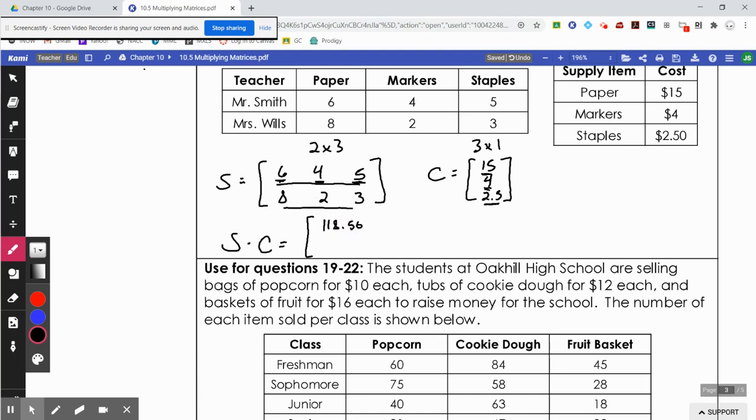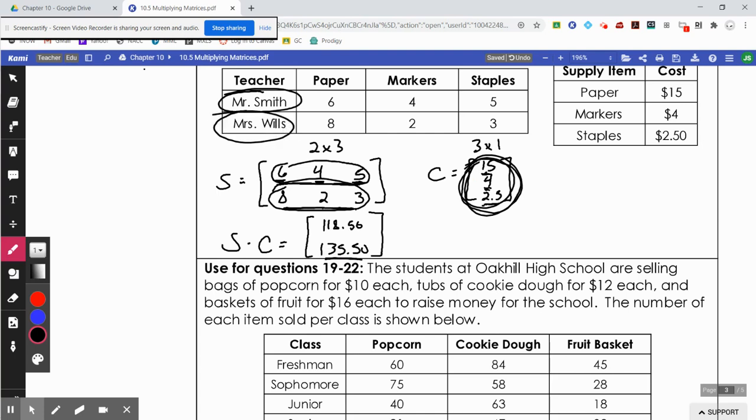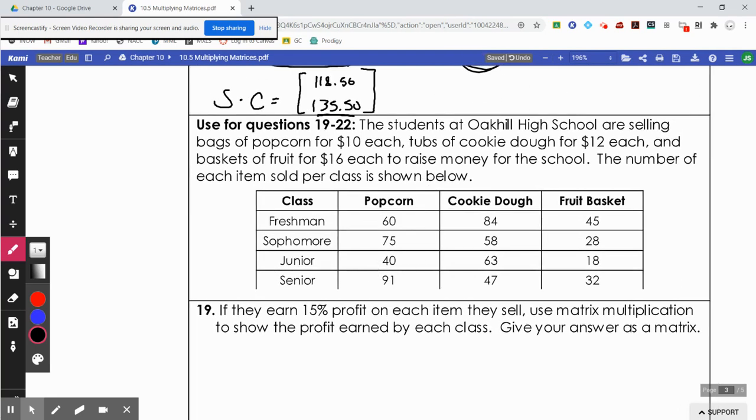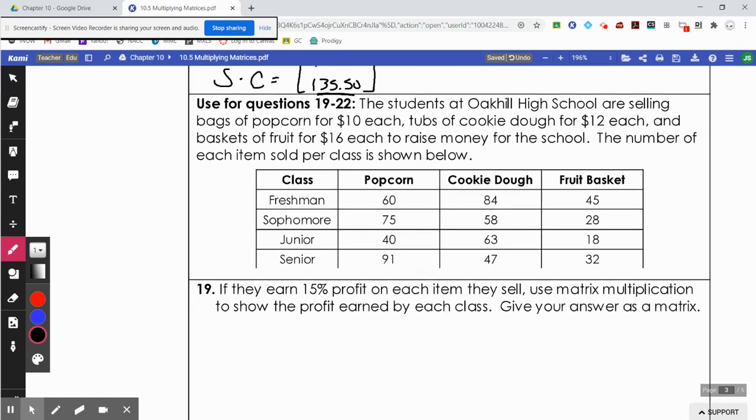Let's move on to the second row. Multiply the second row by the first column. 8 times 15 plus 2 times 4 plus 3 times 2.5 gives you $135.50. Now, what do those two numbers represent? The first one we did, the first row times the first column. That is the total cost of Miss Smith's supplies. And when you did the second row times the first column, this would be the total cost of Miss Will's supplies.